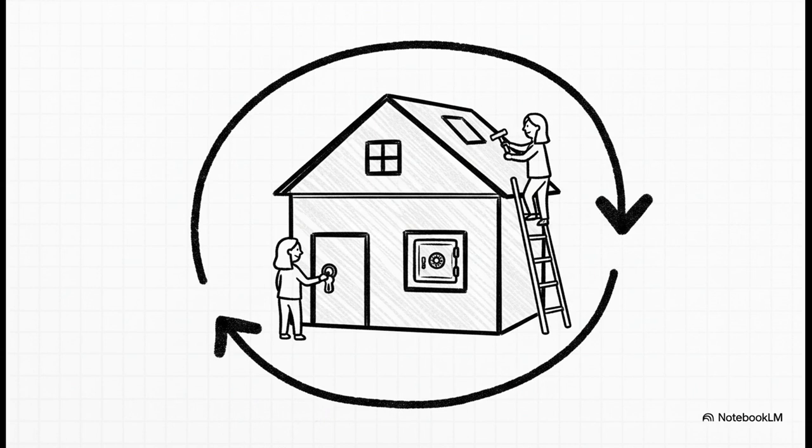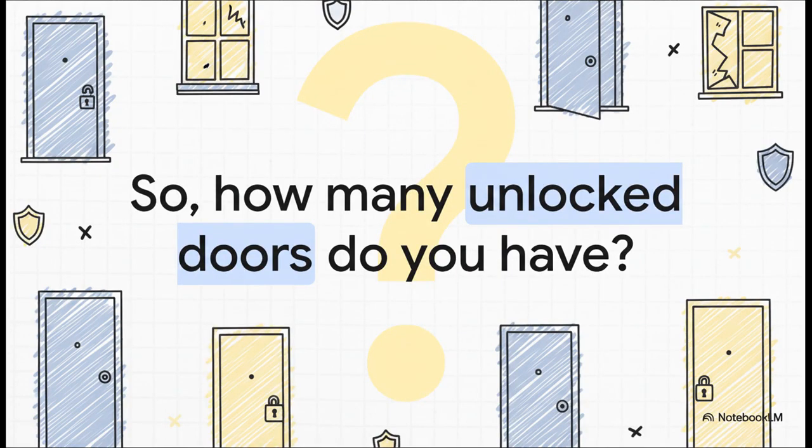It's not about being paranoid. It's about being a smart, vigilant homeowner for your digital life. It's the ongoing practice of checking the locks, patching the roof, and making absolutely sure that your most valuable possessions are secure. Which brings us to our final question, and it's one I really want you to think about. After everything we've talked about today, take a good hard look at your own digital house. How many unlocked doors do you have right now?